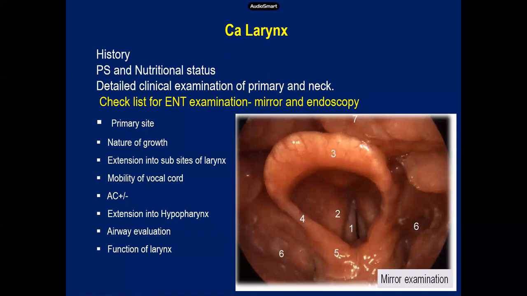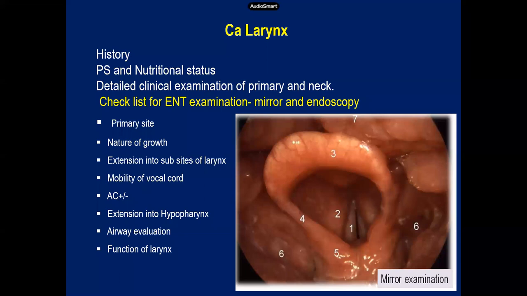Proper history and clinical examination is very important. Performance status: most glottic tumor patients present with hoarseness, so we have to look for the duration. Then, is there any emergency? The moment the patient comes to the clinic, whether the patient is having any airway compromise, any stridor, that's the first and foremost thing. The moment the patient walks into the clinic, you have to understand whether emergency intervention is required.